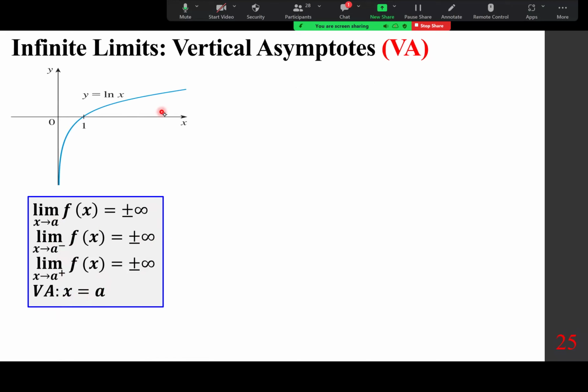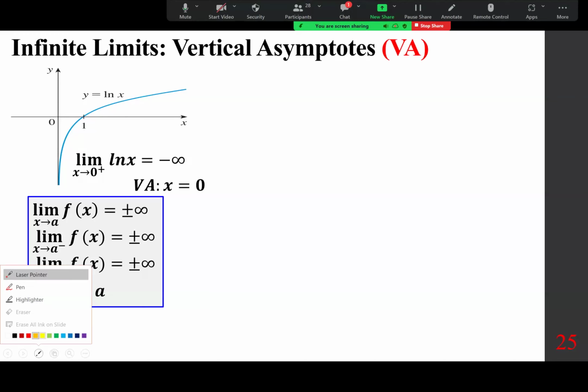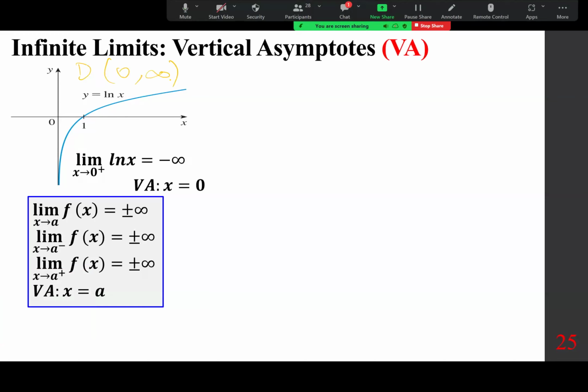For example, logarithmic functions, y equals ln x. We know that the limit of ln x as x approaches 0 from the right is minus infinity, and that makes x equals 0 a VA. So pretty straightforward. Everybody knows that, right? By the way, you should know the domain. The domain for the function is 0 to infinity, and 0 is not included.